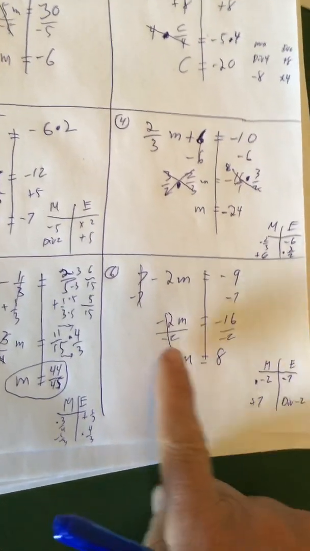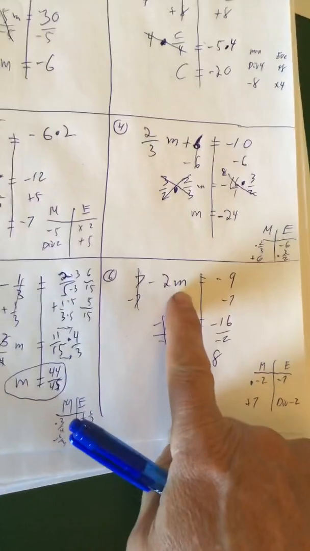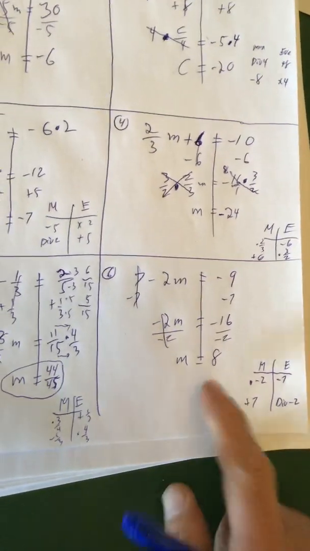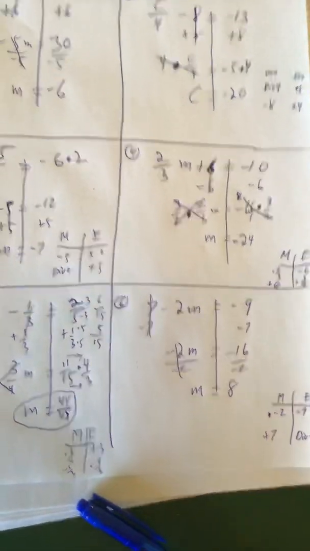And I could double check. If I plugged it in, 2 times 8 is 16. What's 7 minus 16? Well, that'd be negative 9. So I'm right, and I know I'm right. So anyways, hope that was helpful.